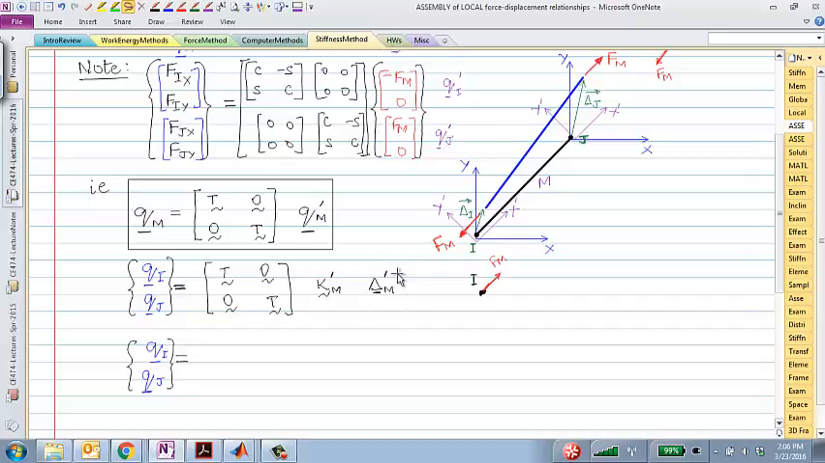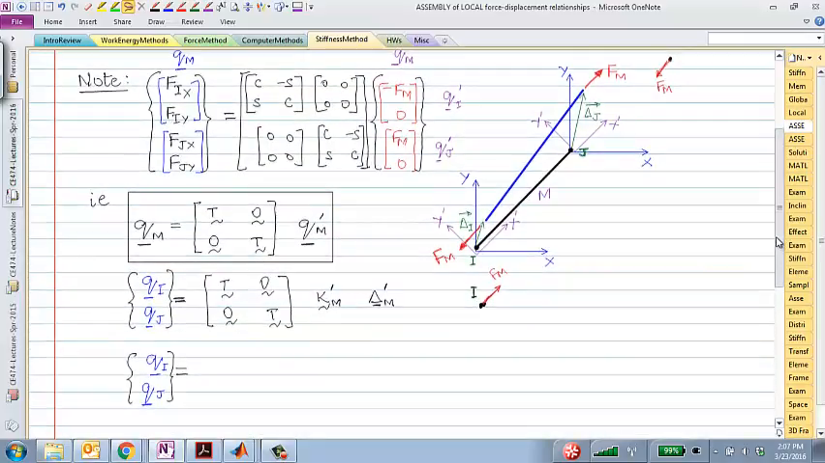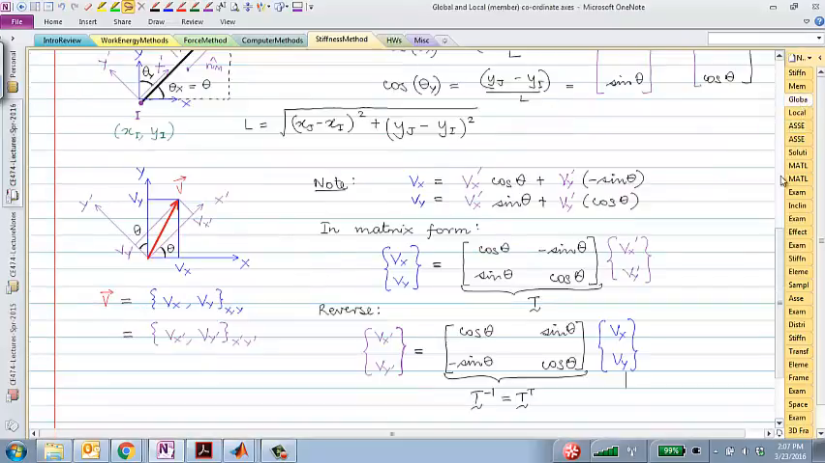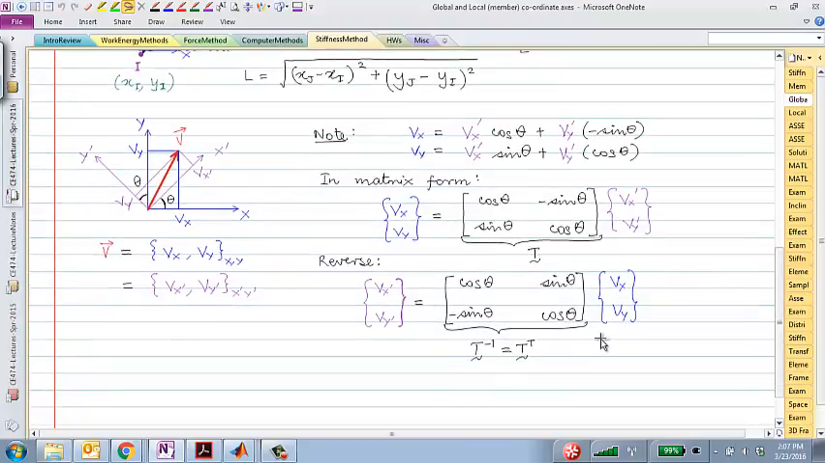To convert this from local to global, again the transformation matrix, right? So for this, I should have T transpose. Right, so what we would need is this relationship. I have primes. I can replace that with T transpose times global displacements.